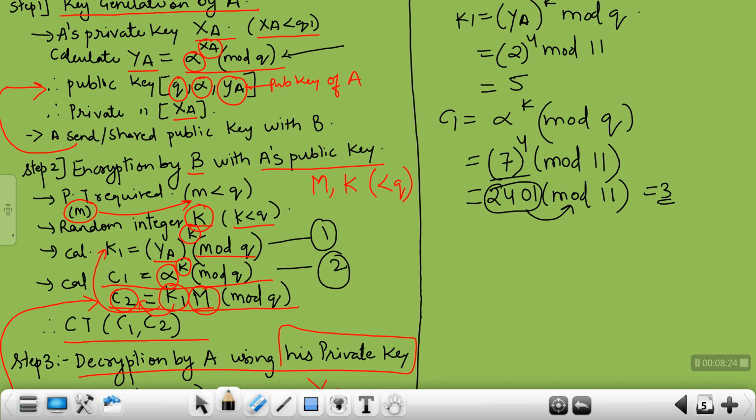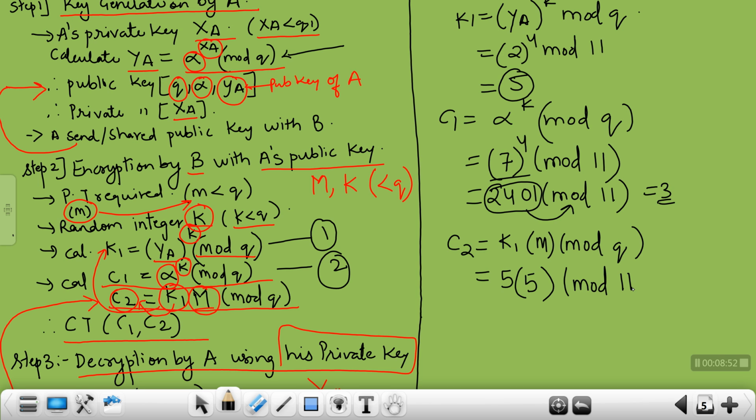Now we are only told to find out the ciphertext, so we need to calculate C2. The C2 formula is K1 into M, mod of Q. So what is K1? K1 is the value we have calculated, which is 5. M is the plain text that we have taken on top, also 5, and Q is 11.